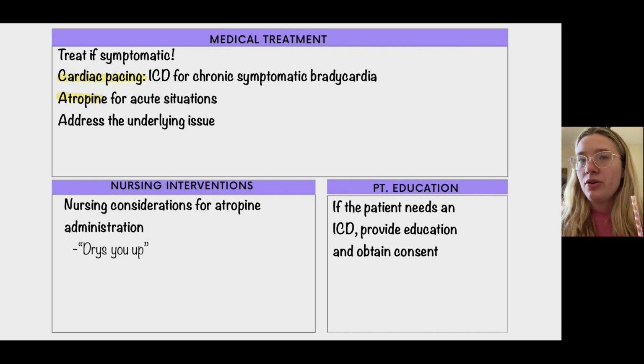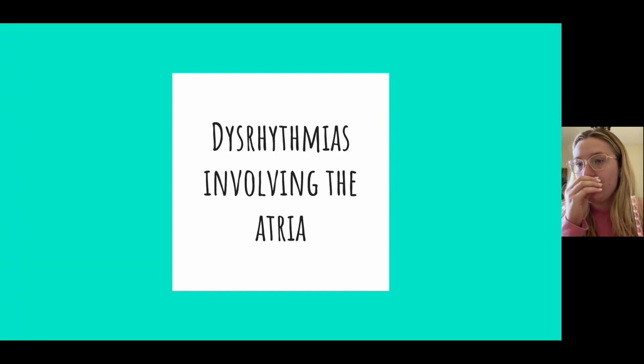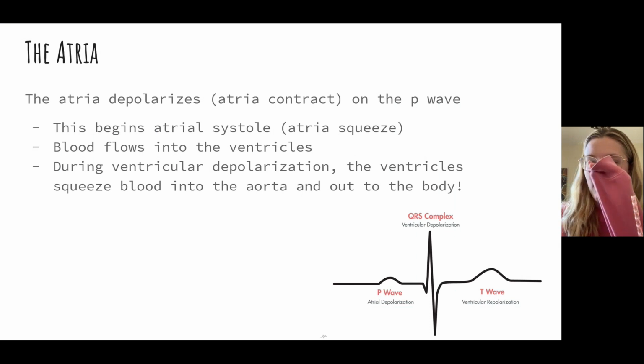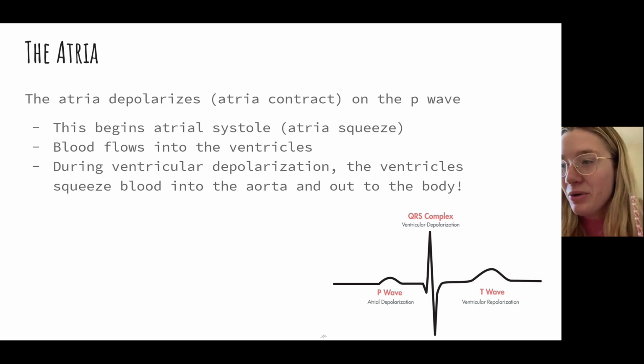If my patient is going to undergo a procedure in which they get an ICD, we provide education and we obtain consent. So we talked a lot about normal sinus rhythm. Let's talk about some issues with our atria. Again, the atria contract on the P wave. This begins our atrial systole, our atrial squeeze. It squeezes blood through the chambers into the ventricles. During ventricular systole, this squeezes blood into the aorta and out to the body.